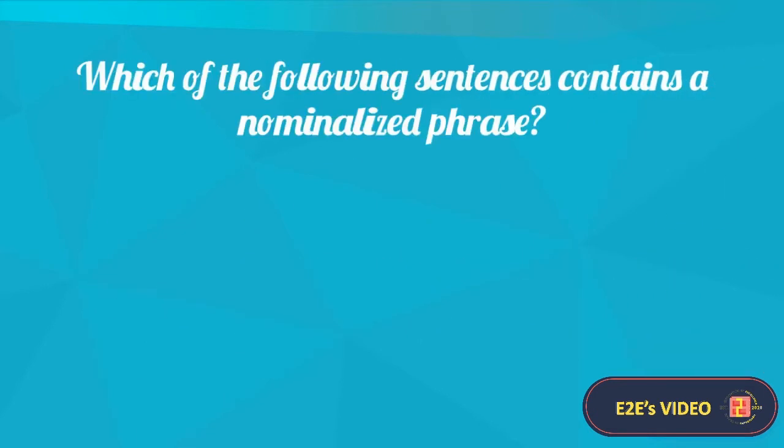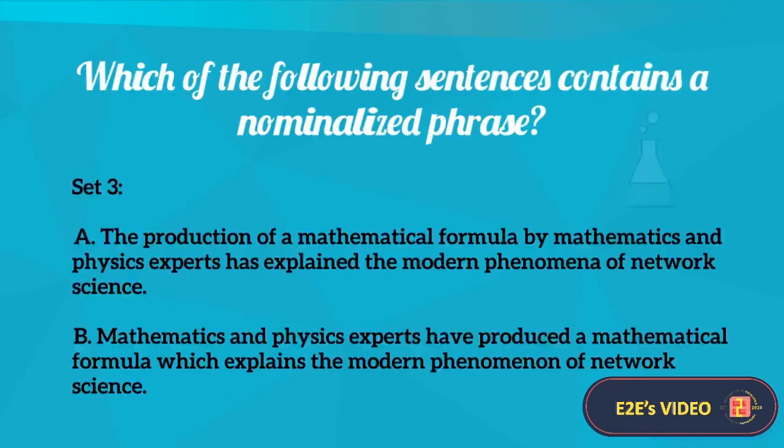Now move on to the last set of sentences. A. The production of a mathematical formula by mathematics and physics experts has explained the modern phenomena of network science. B. Mathematics and physics experts have produced a mathematical formula which explains the modern phenomenon of network science.